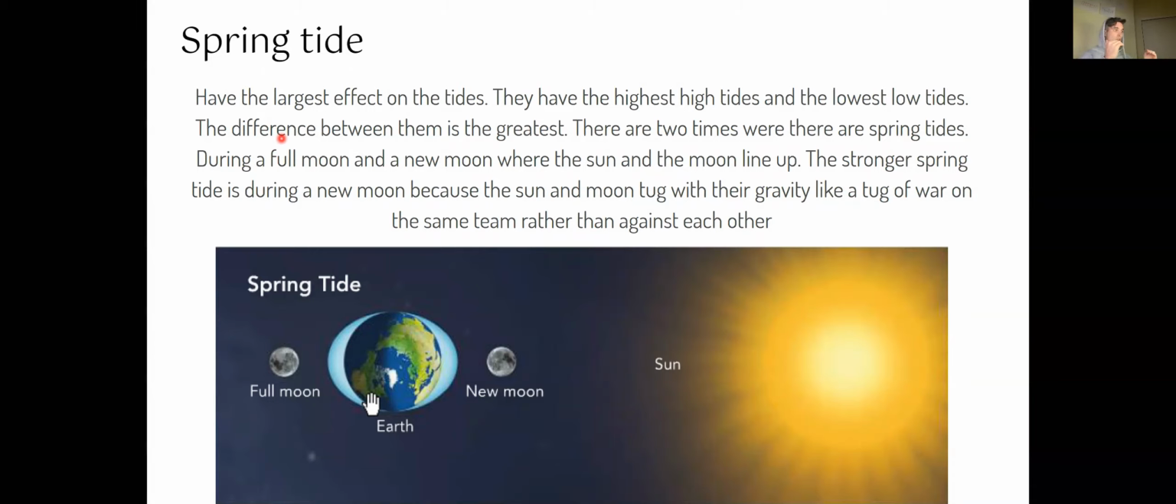The full moon's a pretty strong tide, but the stronger of the two is when there's a new moon and the sun on the same side. It's almost like a tug of war, and if the sun and the new moon are on the same side pulling it, it's even a little bit stronger than the one that's a full moon on the other side.